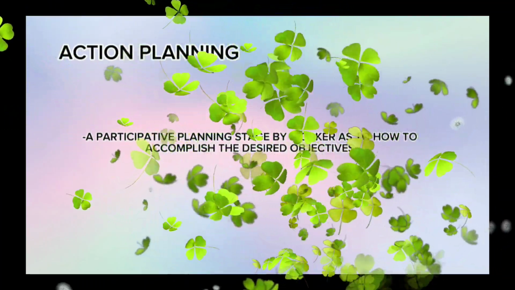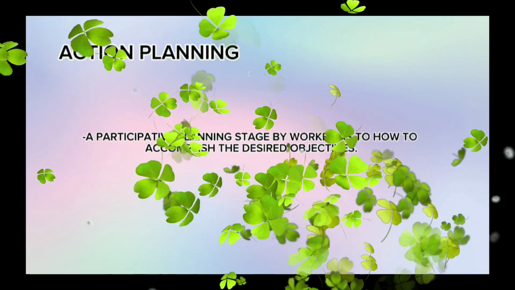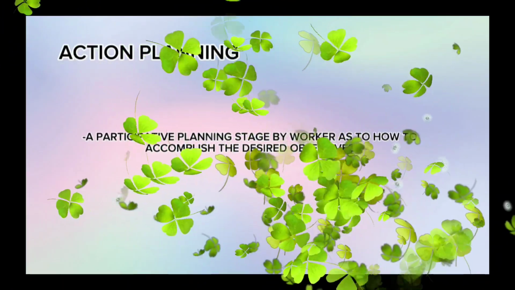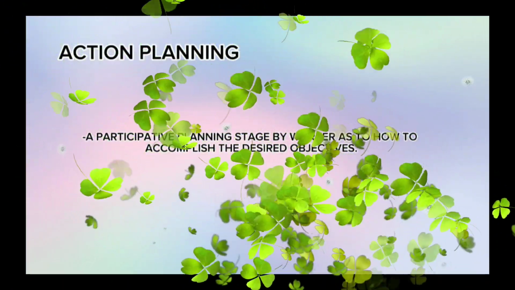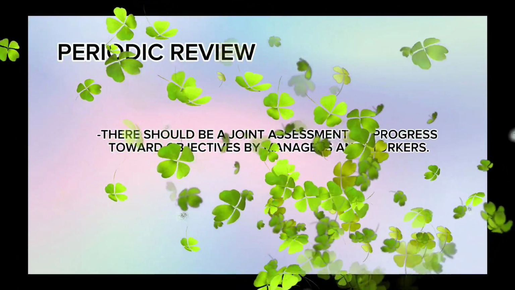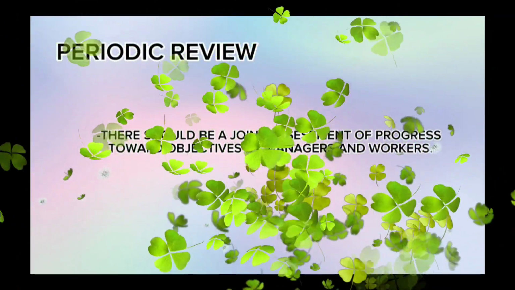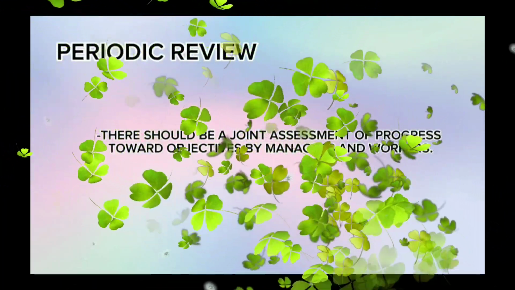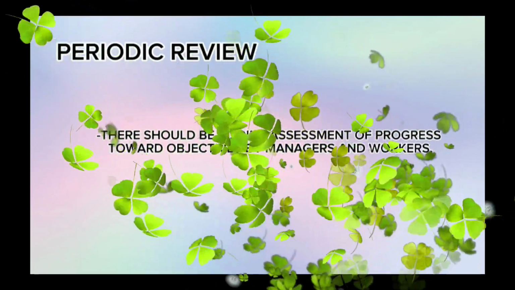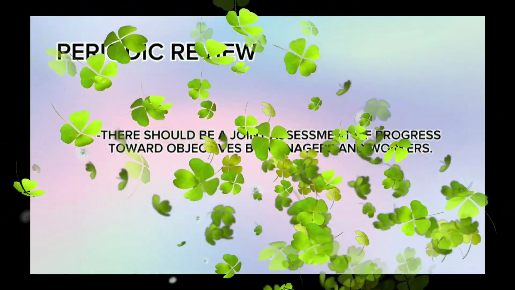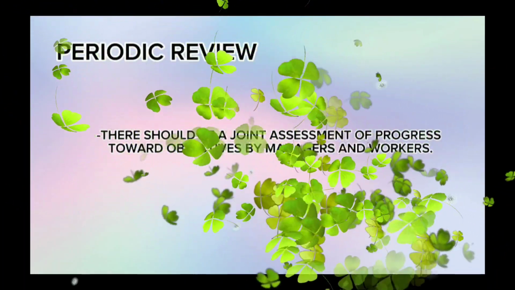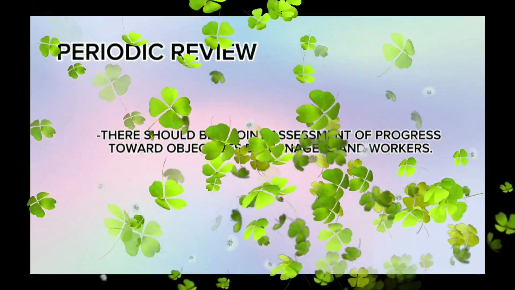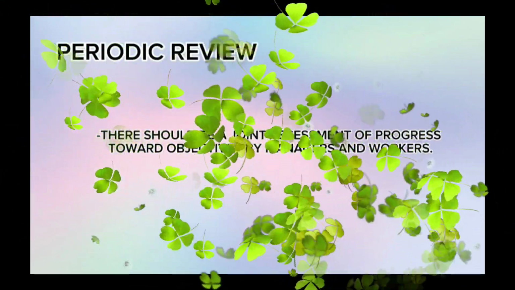So, the purpose of action plan is to clarify what resources are required to reach the goal and formulate a timeline for when specific tasks need to be completed. Next is periodic reviews. So, there should be a joint assessment of progress toward objectives by managers and workers performed informally. So, what is periodic review? It is an assessment of various elements to determine the validation status and the actions required to maintain the validated state of systems or equipment.